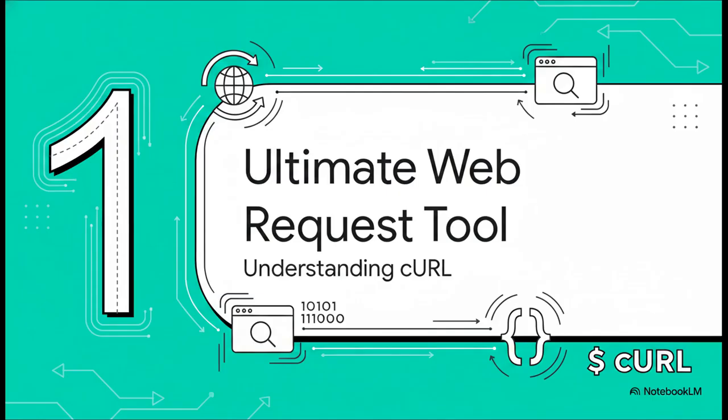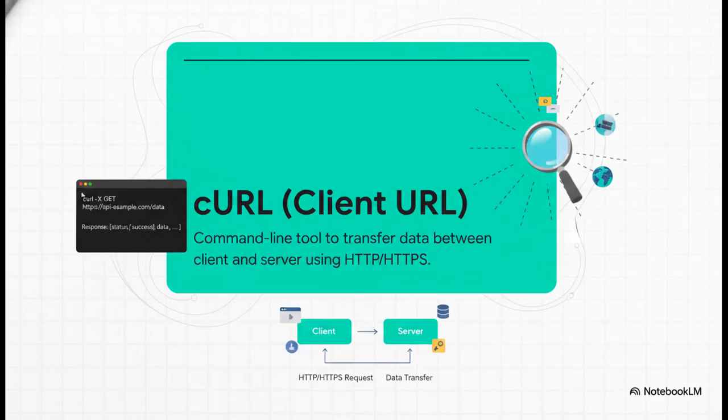Starting off with Section 1, the ultimate web request tool. Let's define the core engine powering so much of our automated data extraction. So cURL actually stands for Client URL. It's a command line tool designed to transfer data to or from a server. And it mostly relies on your standard HTTP and HTTPS protocols.